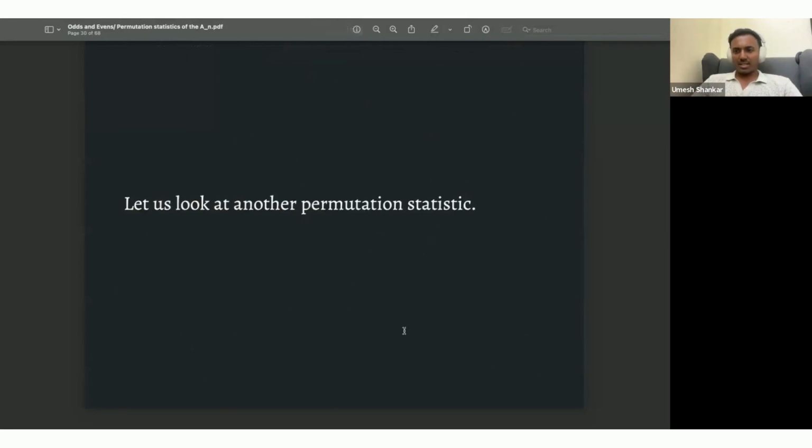So let us look at another permutation statistic. The descent and exceedance, we have known about these permutation statistics for more than 100 years now. McMahon's book came out in 1915. So we've known them for at least 110 years now.